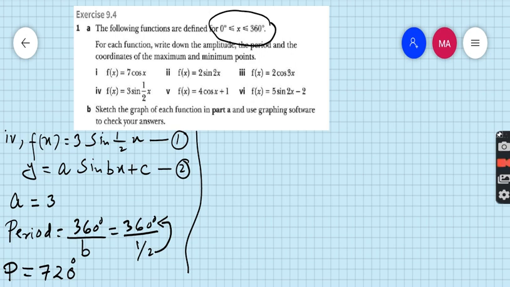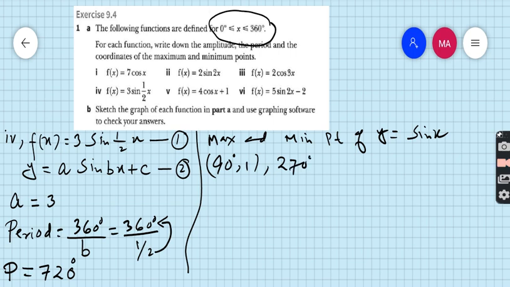So sine has, at 0 degree, maximum and minimum points of the general equation y is equals to sine x are: 90 degree and 1, 270 degree and minus 1, 450 degree and 1, and 630 degree is minus 1.